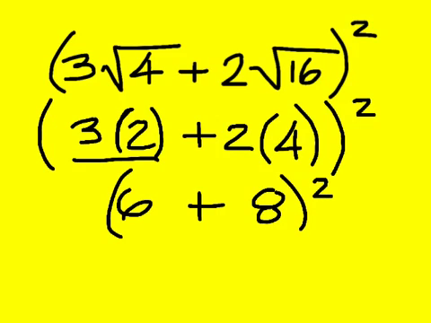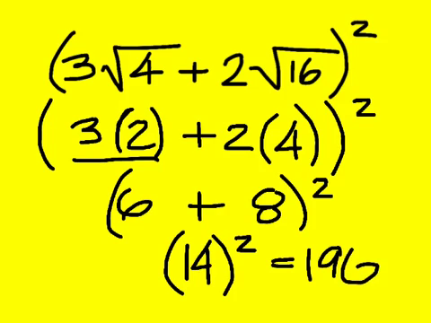To square something on that red calculator, you type in the number, which in this case would be 14, and then hit the x squared button. You should get back 196.